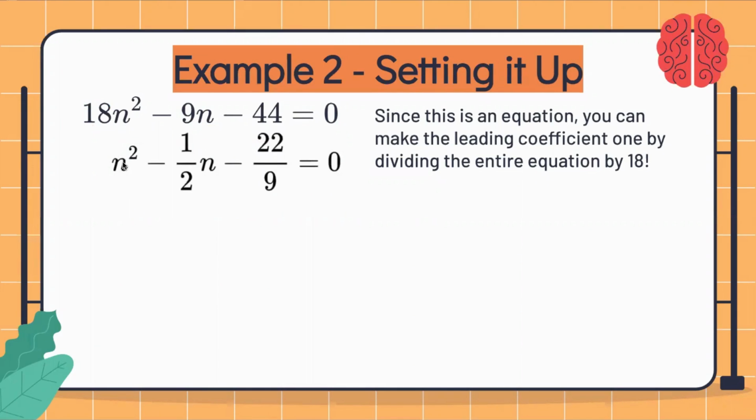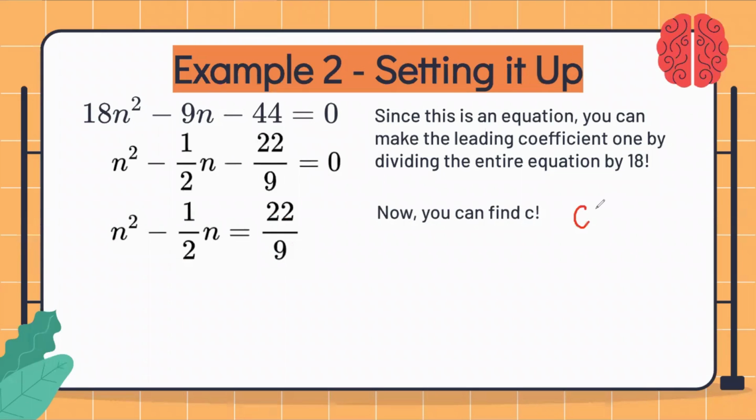And now you can go ahead and find your c value. First thing you have to do though is get rid of your original c value, and all you have to do is do inverse operations. So since this is subtracting 22 over 9, you can just add 22 over 9 to both sides. And now you would have n squared minus 1/2 n equals 22 over 9. And now we can find our c value.